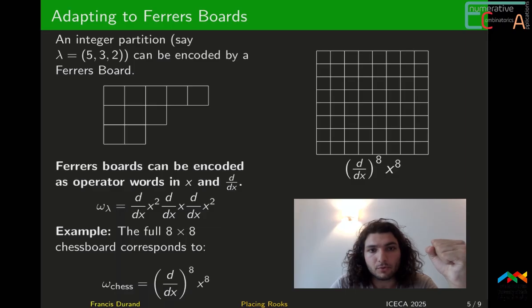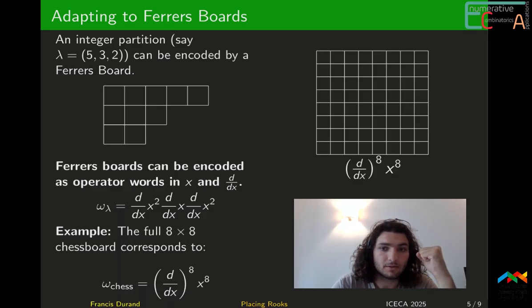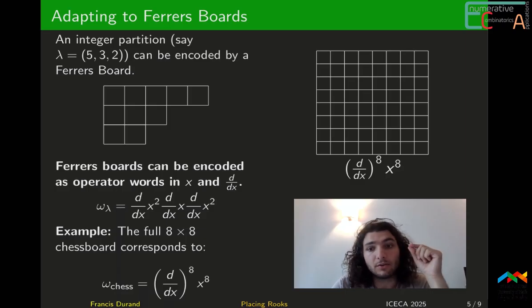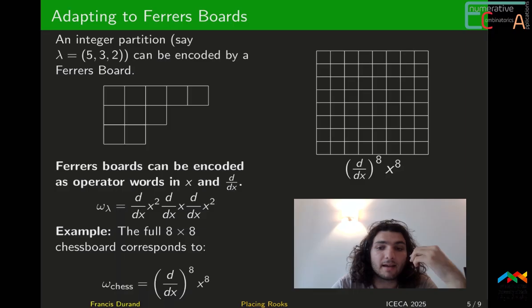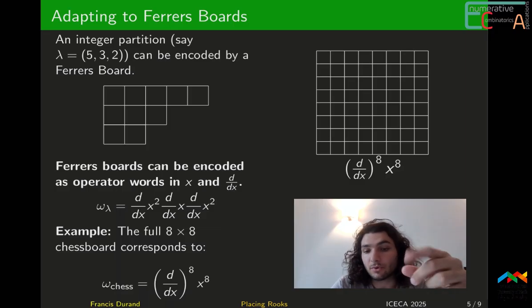The way a Ferrers board is encoded in a word of x and the d by dx operator is by starting on the top right corner of the Ferrers board and following the shape drawn by the edge of the board. A down step is translated into a d by dx operator and a left step by multiplying by x. One can check that the chessboard indeed gives our operator word, and same for lambda, our example integer partition.